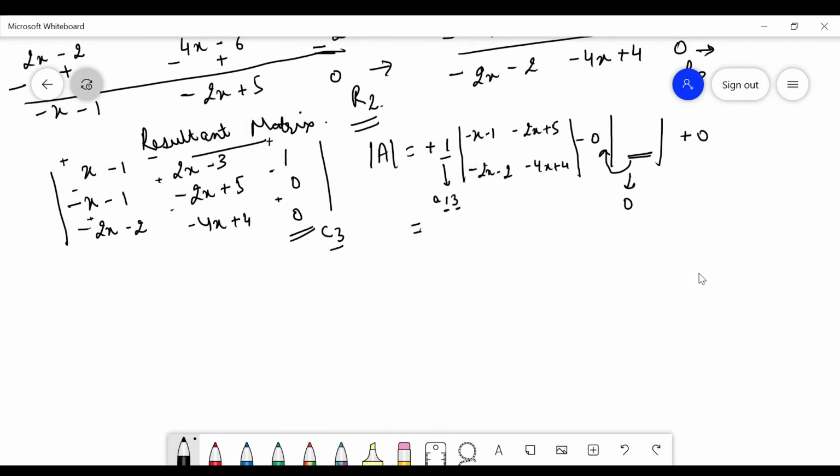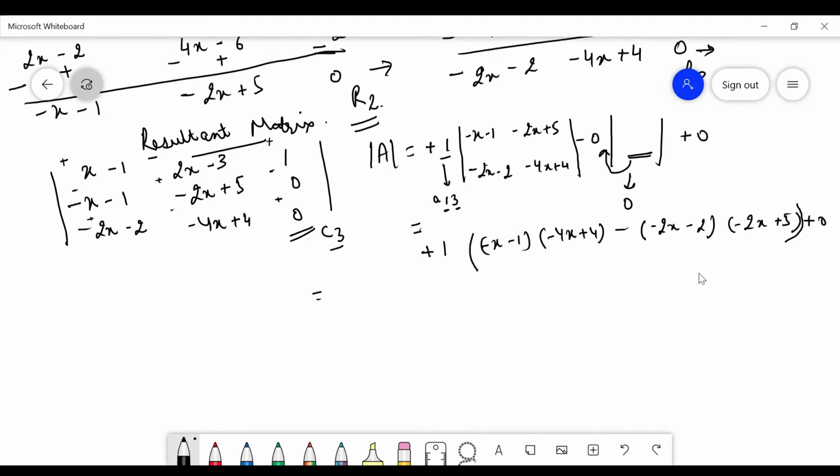So what I will do right here, I will write plus 1 and I will expand it. I will get minus x minus 1 multiplied with minus 4x plus 4, okay, and minus 2x minus 2 and minus 2x plus 5 and plus 0, okay. So this I will get. Now I will solve this.